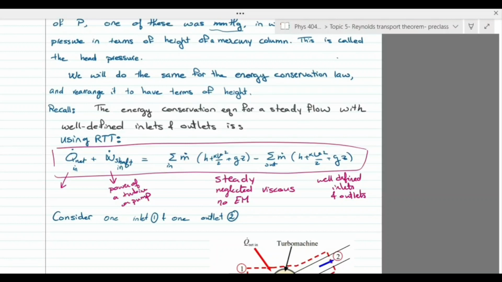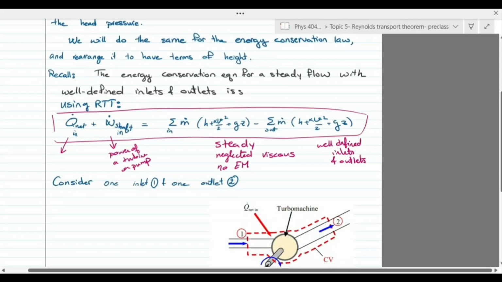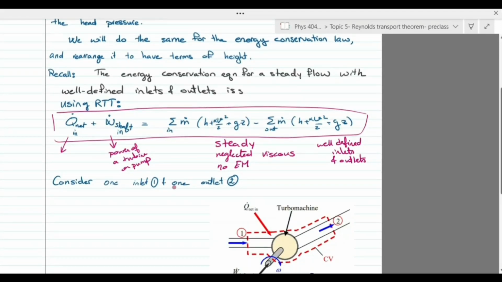If I have a pump, then W dot is going to be a positive quantity, whereas if I have a turbine in which I'm using the flow of the fluid in order to generate some work, then W dot shaft is going to be negative, indicating that work is actually being done by the fluid, not on the fluid, and thus it's contributing to the output energy, not to the input energy. On the right-hand side, I have the quantities related to the input and output energy.